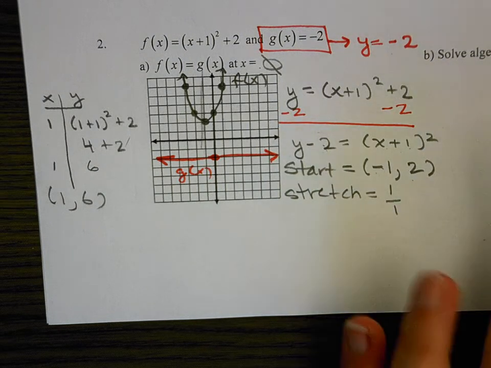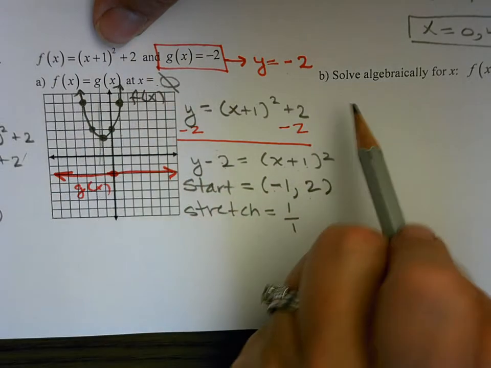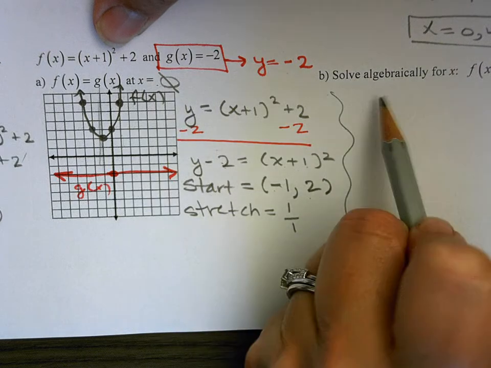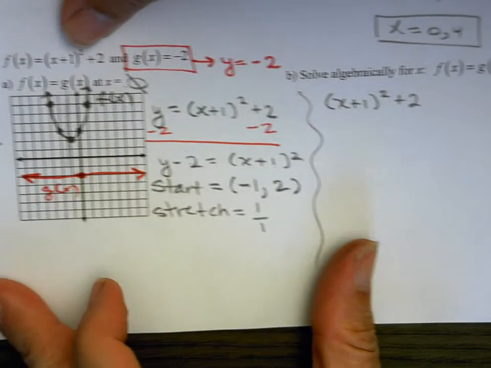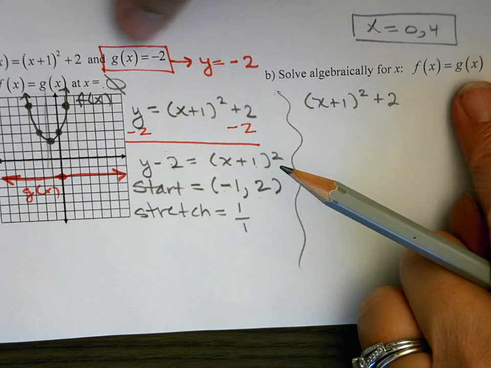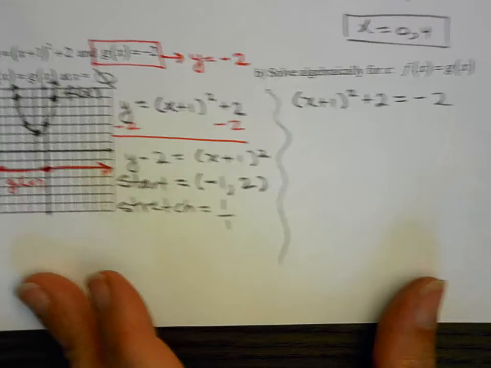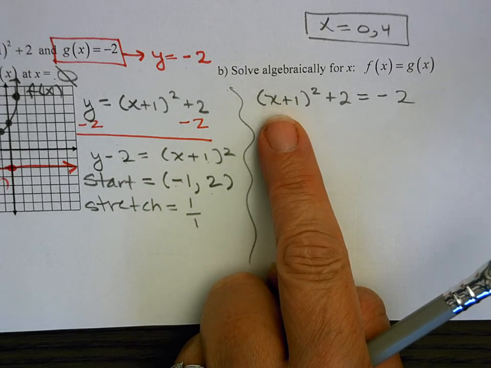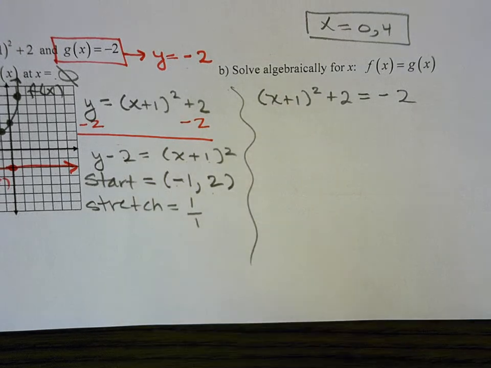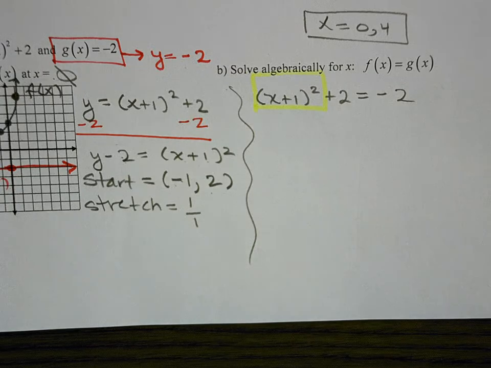All right, so for part B, they want us to solve algebraically for f of x equaling g of x. And so this was my equation for f of x right here, so I'm going to just copy that over. And I want to know where that is equal to g of x, and g of x was -2. Okay, so again, for solving purposes, I see that I only have one x in the whole equation, right? So that means I want to solve by square rooting. So to solve by square rooting, I want to isolate the squared term. So I'm going to isolate this first, so get that by itself. And in order to do that, I need to get the +2 to the other side.